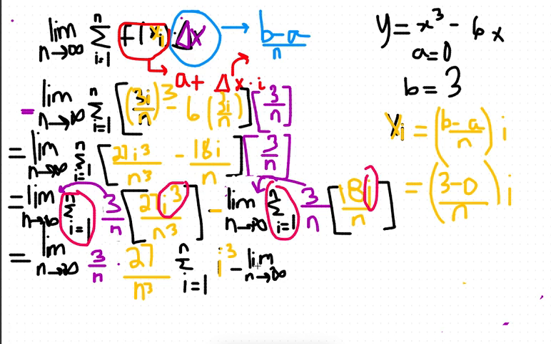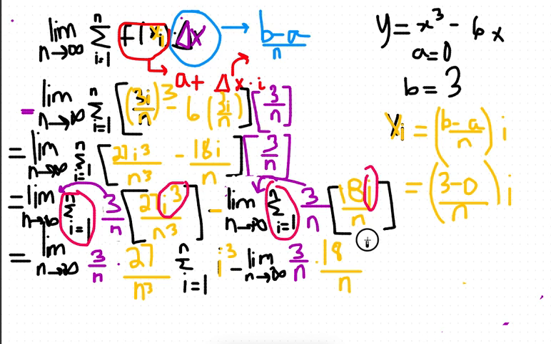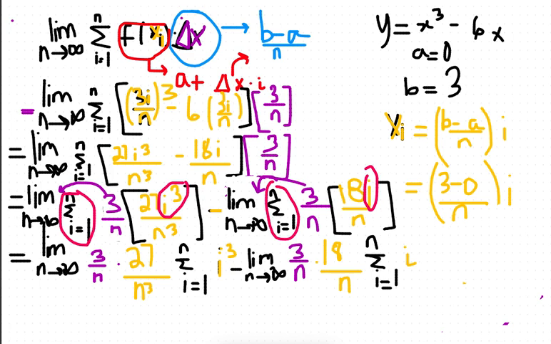So you have the limit as n approaches infinity. Now the 3 over n is still going to stay out there. And now we are going to multiply by the 18 over n. We're bringing it out of the brackets and just keeping the i here. Now we're going to keep the summation and only keep our i. Now from this whole term, we're going to multiply these numbers together. So we keep limit.